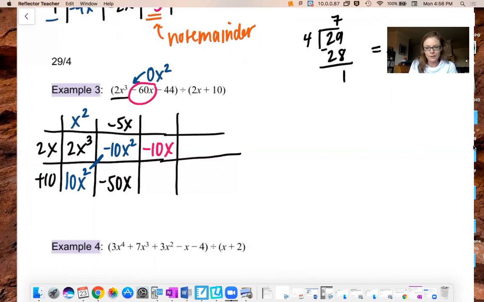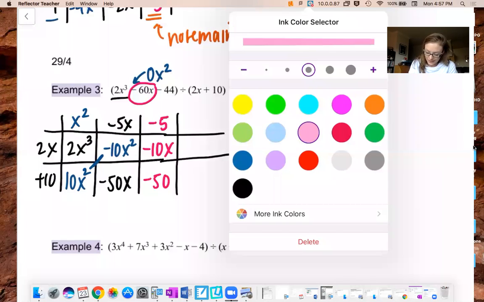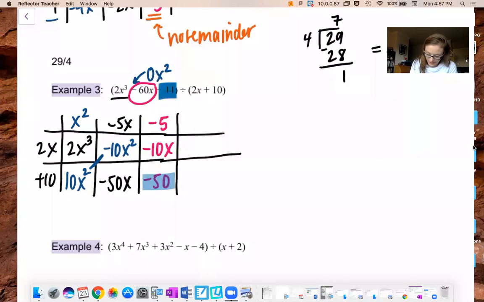Okay, so let's see, what do we multiply 2x by to get it to be negative 10x? Well, this has to be a negative 5. And then 10 times negative 5, this is negative 50. Now in this one, we didn't get the final answer to match our equation. So we didn't get negative 44, we got negative 50.